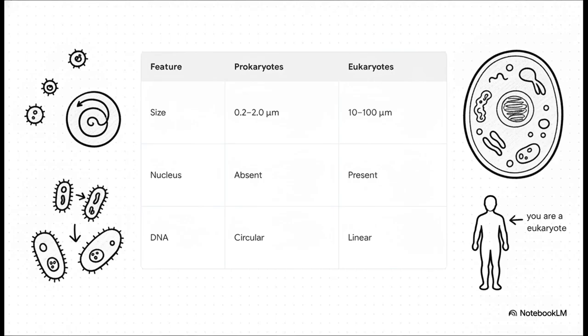Conversely, eukaryon means true nuclei, and eukaryotic cells, they represent a massive leap in complexity. They are so much larger, ranging from 10 to 100 micrometers. They possess a true nucleus, have linear DNA, and are completely packed with membrane-bound organelles. Just about every multicellular organism out there, including you, is a eukaryote.